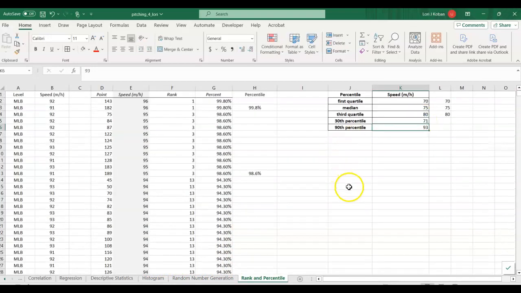All right, so that's an expansion on our 5-number summary, which deals with just the quartiles. Now we have this more general notion of percentile, which can be useful.